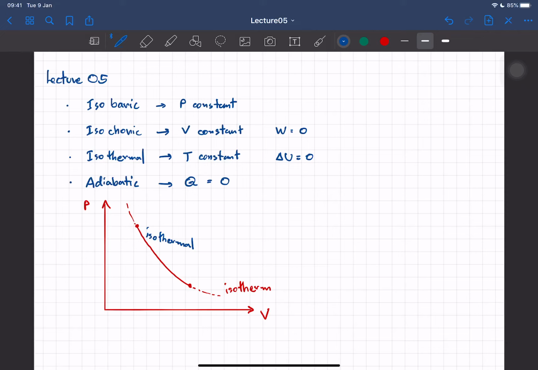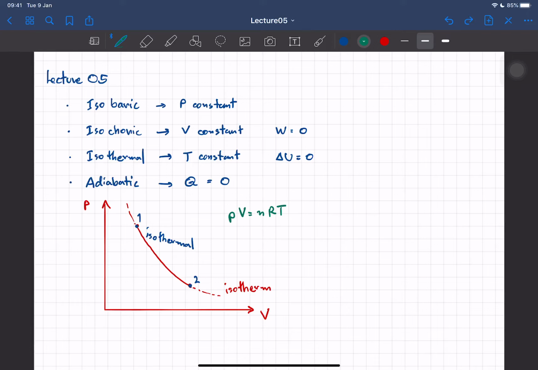This line mathematically should be a hyperbola. I didn't draw it to be exactly that, but this is a hyperbola. So you have 2 points, for example the starting point and the end point, let's call them point 1 and point 2. And it's an isothermal process. So if you look at the ideal gas law, PV equal to nRT, isothermal is temperature constant, so the right-hand side is constant.